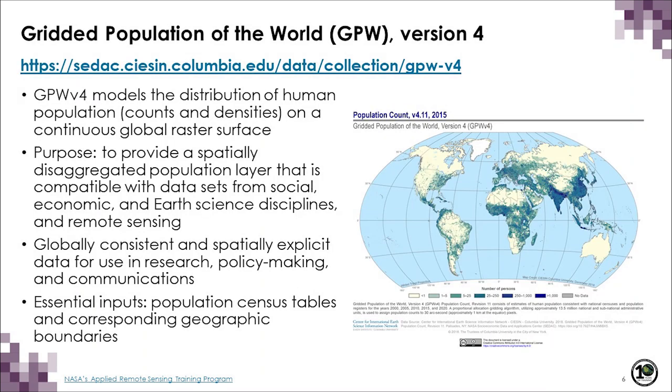The Gridded Population of the World, or GPW4, currently in its version 4, models the distribution of human population in terms of count and density on a continuous global raster surface. Its purpose is to provide a spatially disaggregated population layer that is compatible with datasets from social, economic, and earth science disciplines and remote sensing information. The outcome is globally consistent and spatially explicit data for use in research, policymaking, and communications. As illustration, the map on the right displays the population count for 2010 in a global 1 kilometer grid. The essential inputs for GPW4 are population census tables and corresponding geographic boundaries.